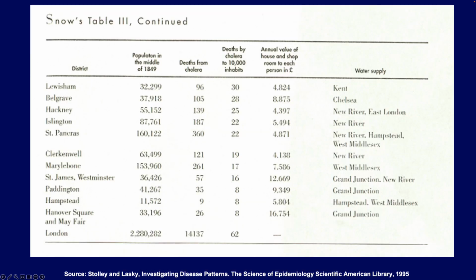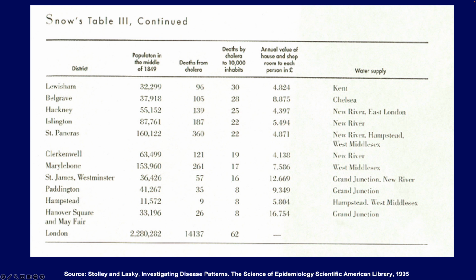And this is just showing the remainder of that table, sorting all the way down to the district with the lowest cholera death rate. There were about 2.2 million people living in London in 1849, about 14,000 deaths from cholera, for an overall estimate of 62 cholera deaths per 10,000 inhabitants across the entire city. So you can see how it really varied from one district to the next.